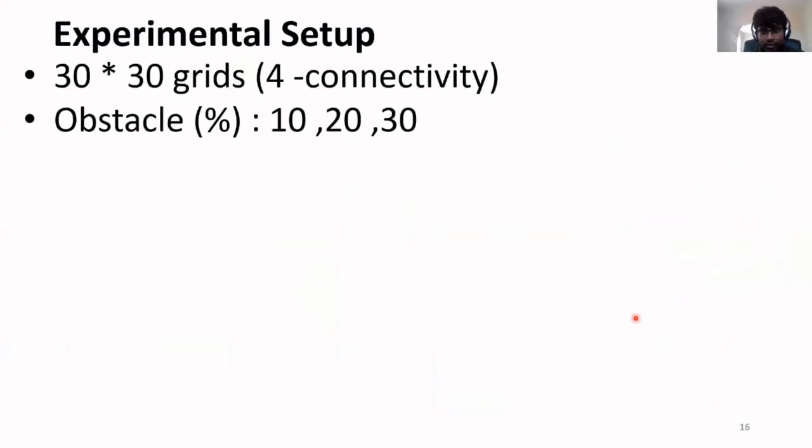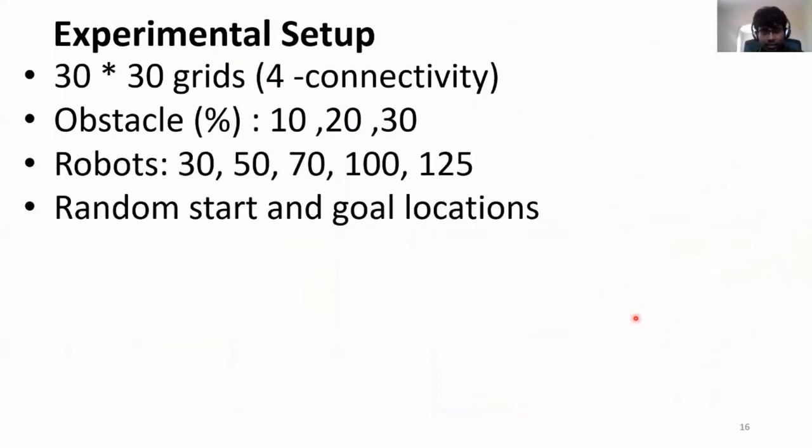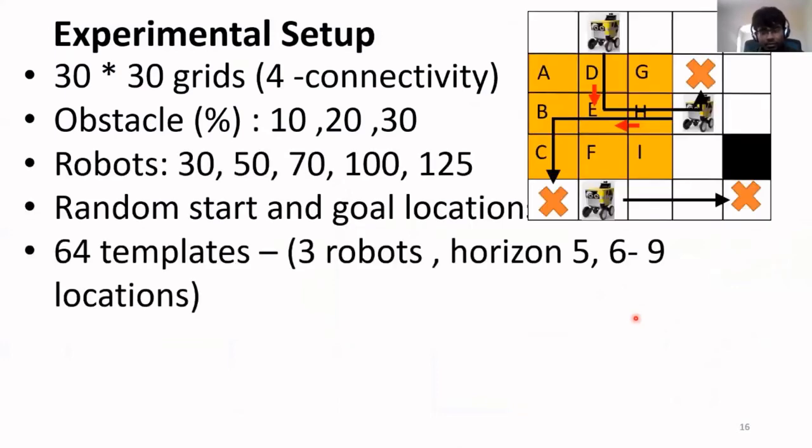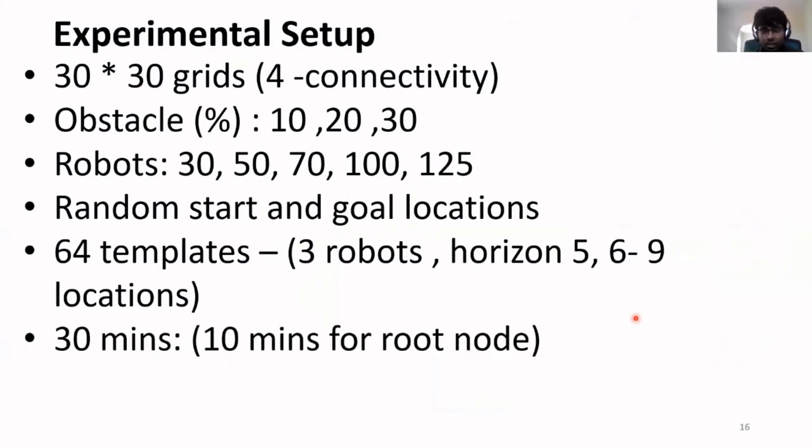We performed all our experiments on a 4-connected 30 by 30 grid with some percentage of cells treated as stationary obstacles. The number of robots varied between 30 and 125. We pre-computed a library of 64 different templates to generate cuts. To solve each problem, we allocated 30 minutes. The first 10 minutes were allocated for cut generation, and in the remaining 20 minutes, we performed conflict-based search.